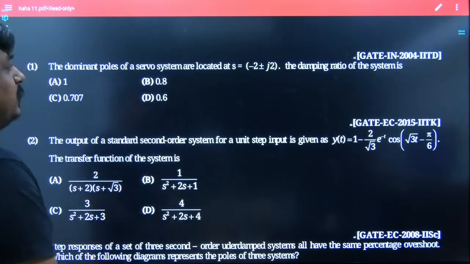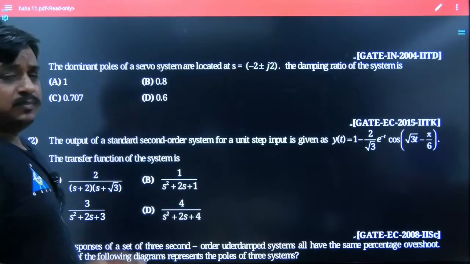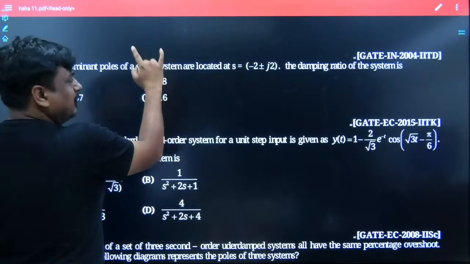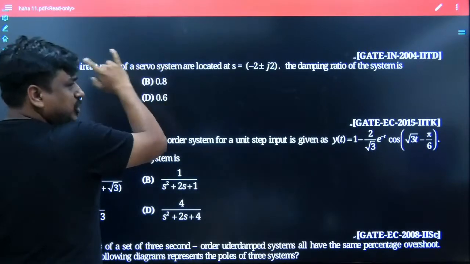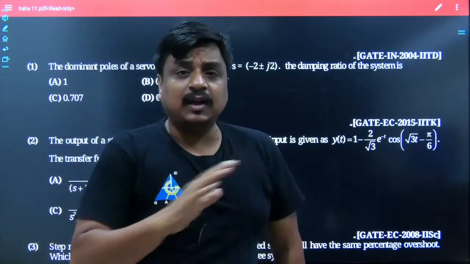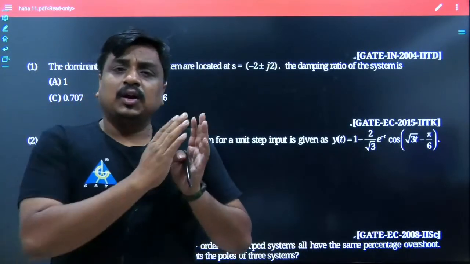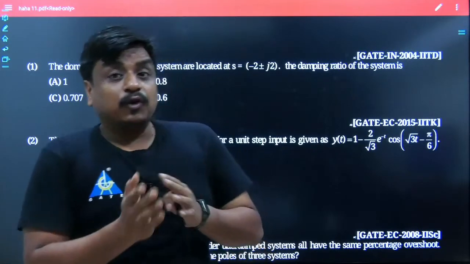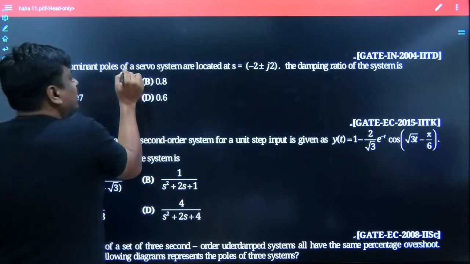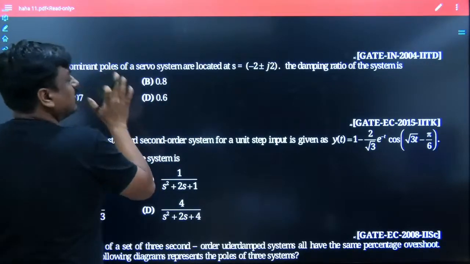Tell me what would be its best answer. The problem states the dominant pole of a servo system. Again I say, whether it's a servo system, a chemical process, a mechanical process, or an electronics process, you need not worry at all. The concept of the control system remains the same for all streams. So focus on the transfer function, on the locations of the poles, and on the locations of the zeros. You need not worry that the servo system has been written in this problem. No, you need not have that approach, at least in control system.